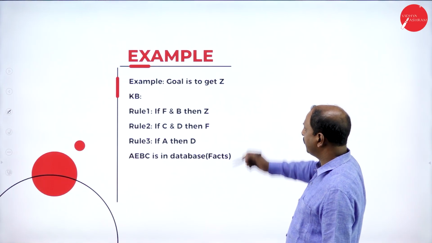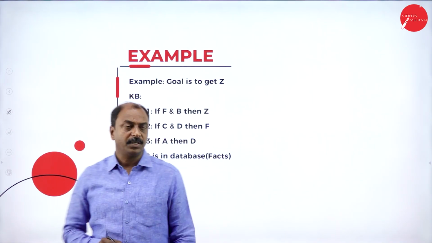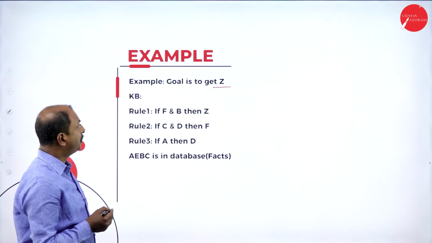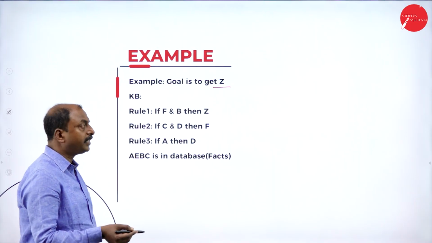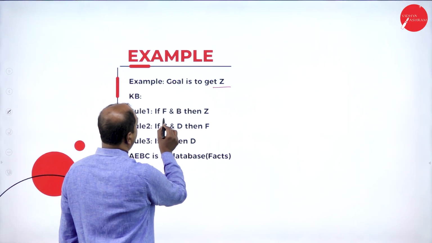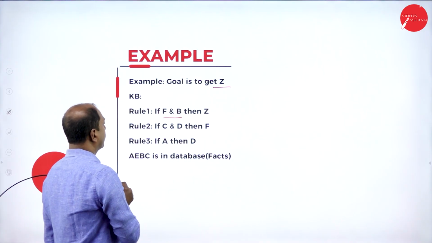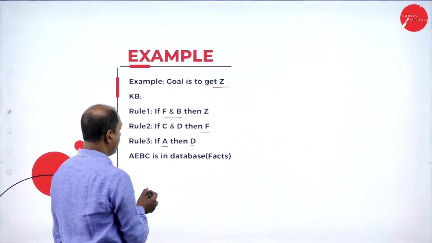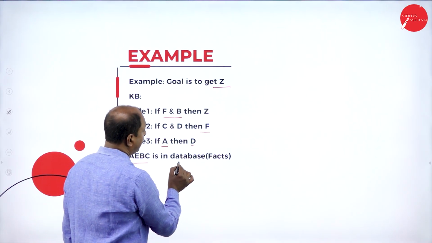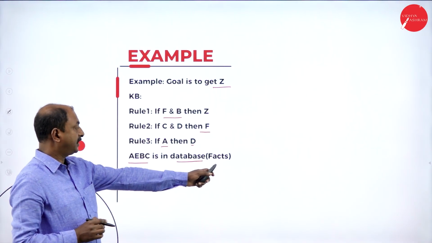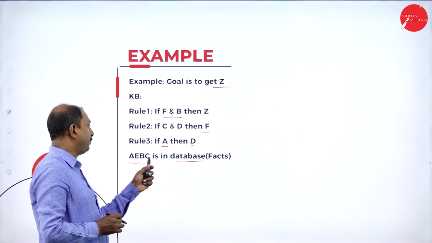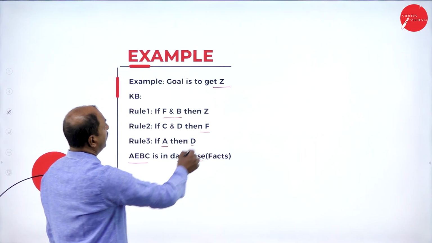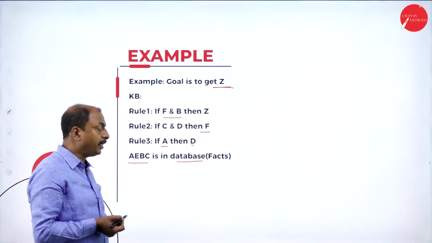Now let us take an example here. What is the goal? In the example, the goal is to get Z in the database. So what is the KB, the knowledge base? At the beginning, one rule is: if F and B, then Z. If C and D, then F. And if A, then D. And A, E, B, C is the database. So these are the facts. As of now, we have A, E, B, C as the variables in the database, and the goal is to get Z into the database.